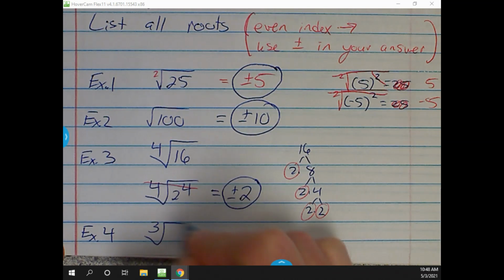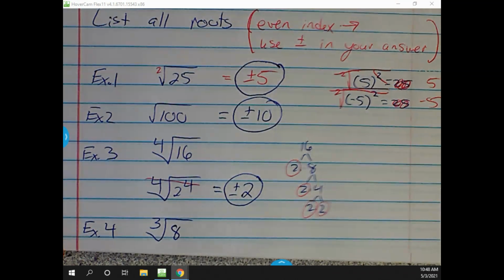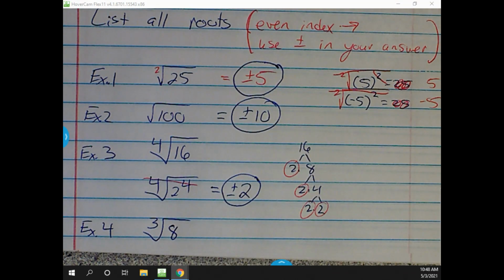All right, now, if the index happens to be odd, if it's a third root, you do not have to worry about the plus or minus.